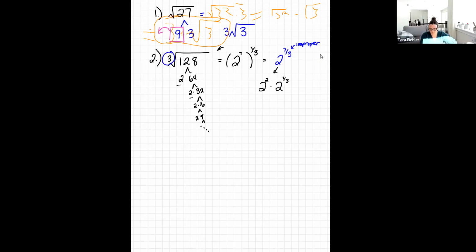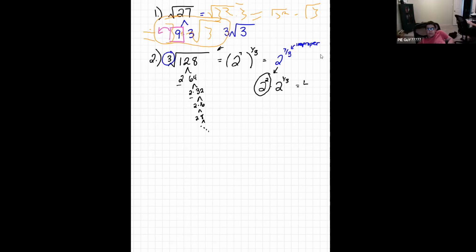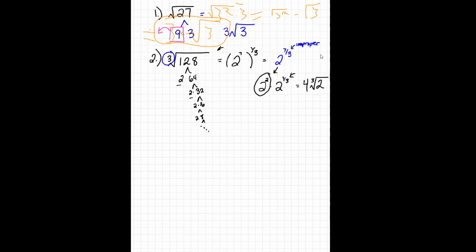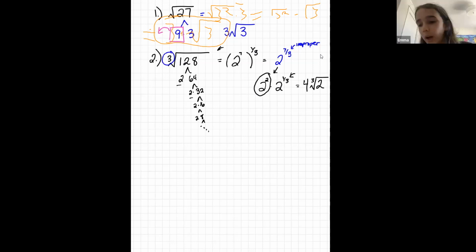Okay. So now we can pull this out. What is the answer to 2 squared? That's just 4. 2 squared is 4. And we put this number back under the cubed root sign, and that would be our answer. 4 cubed root 2. That's what I got. All right. Yep. Okay, cool.